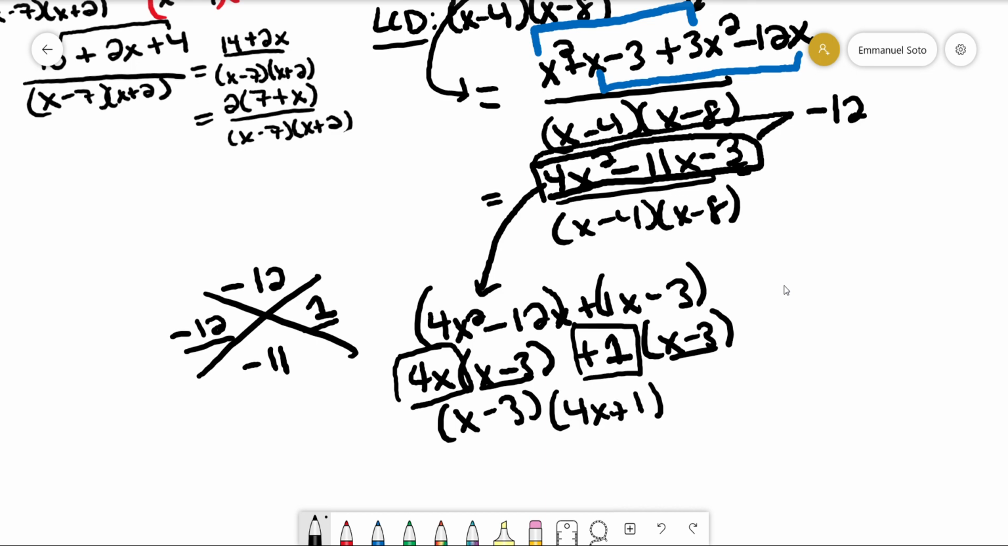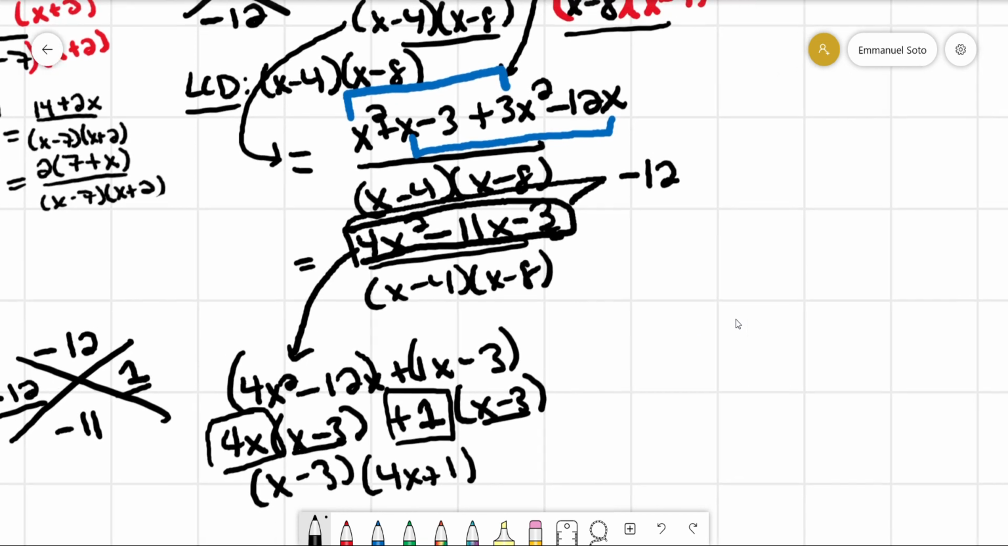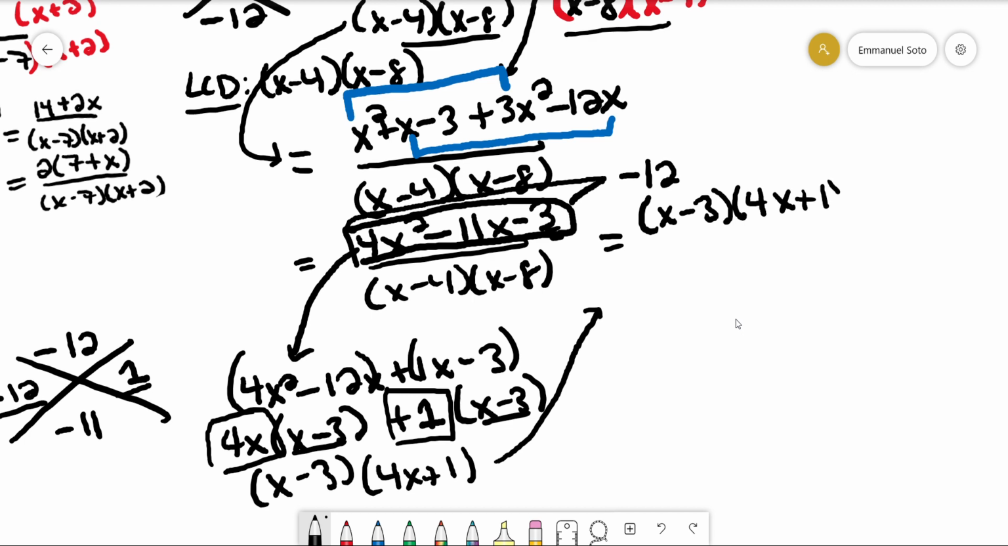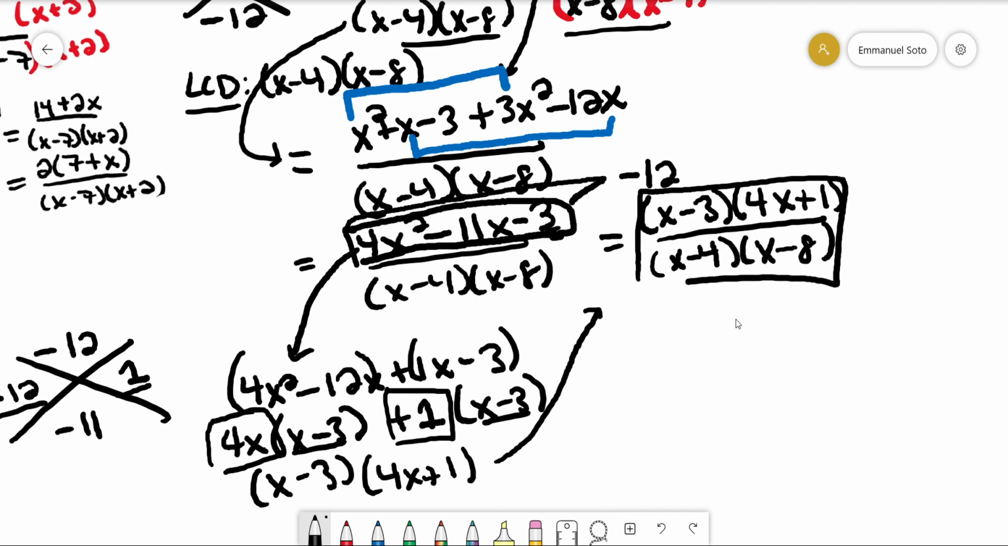Alright, so now we can go ahead and plug that into our numerator. So that becomes x minus 3, 4x plus 1 over x minus 4, x minus 8. In this case, none of the terms cancel since they don't match. So that's our final answer.